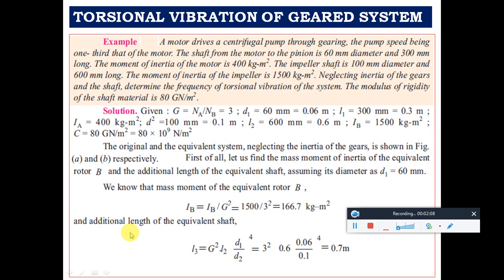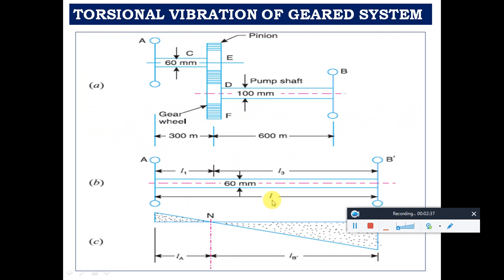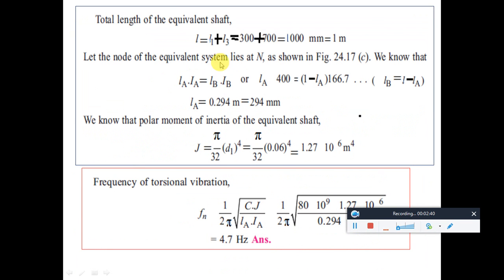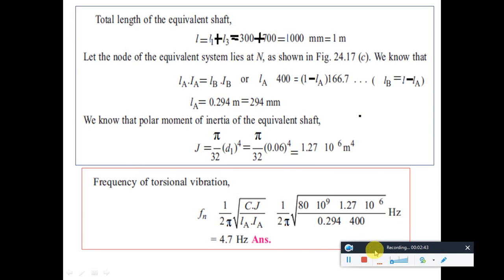And similarly, the additional length of the equivalent shaft becomes there. If it has only 2 cross sections, you take L2 into the bracket whole power d1 by d2 whole power 4. Since it is a geared system, we have this gear ratio extra, that's it. So you substitute in the torsional equivalent shaft formula, and you find the length of the equivalent shaft, that is 0.7 meter. Now the total length of the equivalent shaft becomes L1 plus L3, 300 plus 700, so it becomes 1 meter.